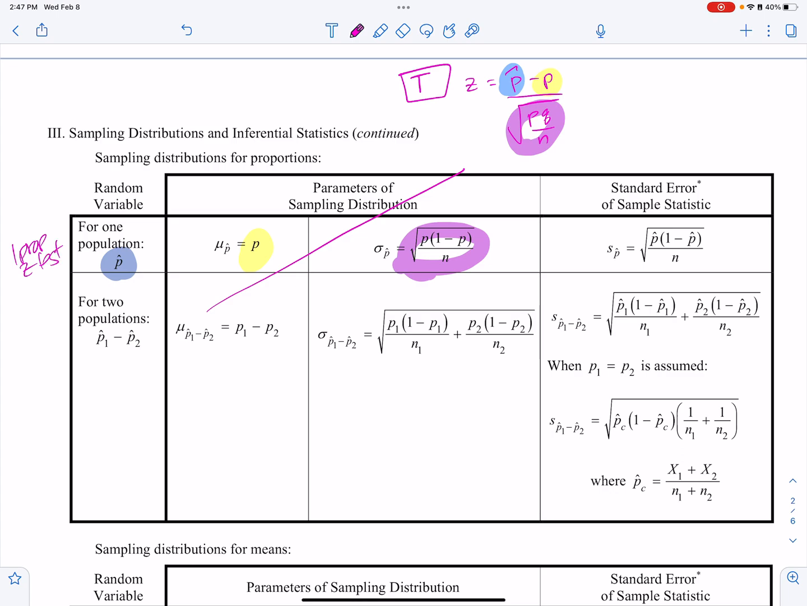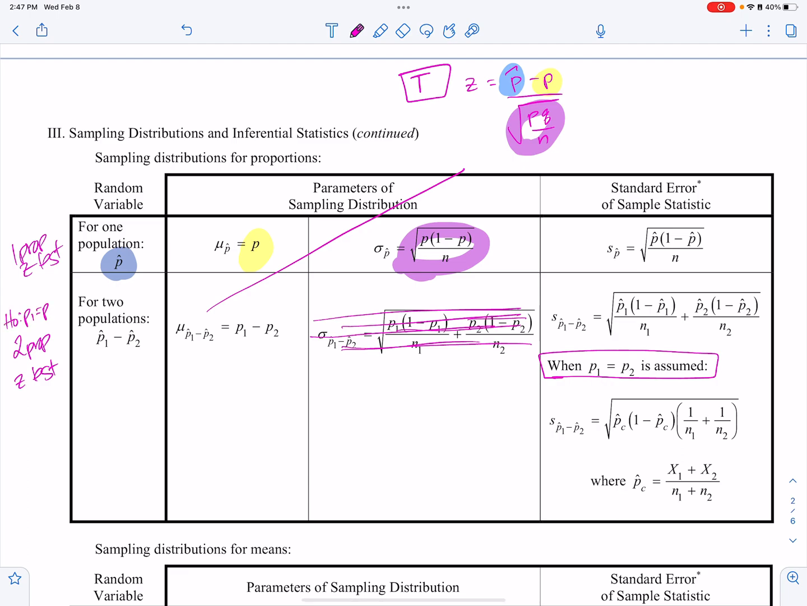Okay, so now let's look at our two proportion Z test. Two proportion Z test is right below it. And I'm going to first of all tell you we're not going to be using this formula because remember, we're using P1 is equal to P2, because remember in my H0, P1 equals P2. So that's why we're not going to be using that one. So this one here essentially is going to move up.